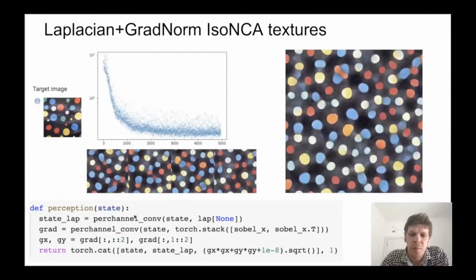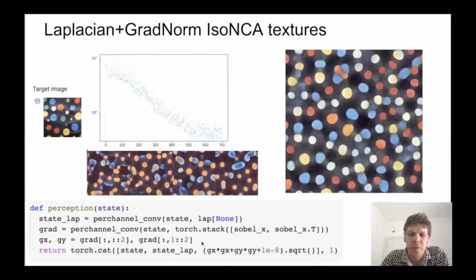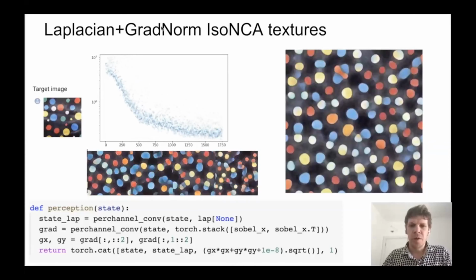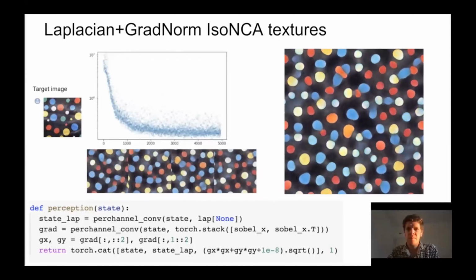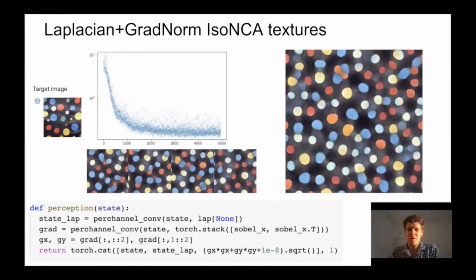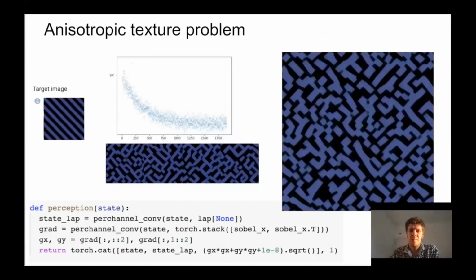Let's enhance the cell perception by giving it access to the Euclidean norm of the gradient vectors. This model trains faster, it produces textures of better fidelity. This method works well for textures that don't have particularly strong directional preference and are more or less isotropic. But what if we try another example? A texture which has strong directional characteristics.